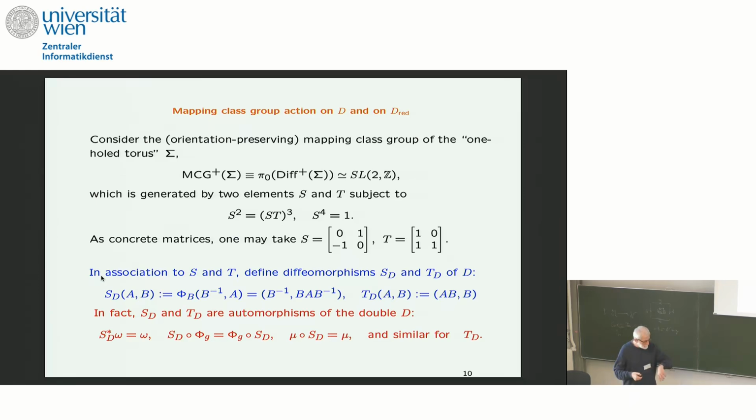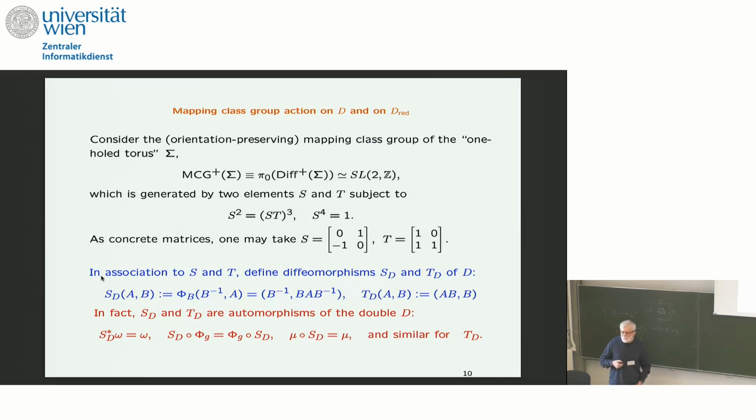And I'm a little bit behind time, but I want to mention the mapping class group action on this double. So this mapping class group, the component of the identity of orientation preserving diffeomorphisms of this torus with one hole, is known to be isomorphic to SL(2,Z).